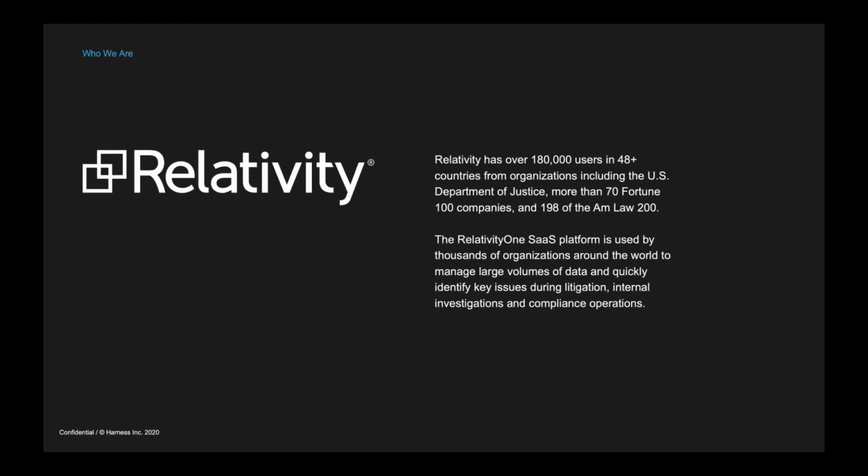Our platform is used by thousands of organizations around the world to manage large volumes of data and quickly identify issues during litigation and compliance operations with RelativityOne. Relativity has over 180,000 users in 40 countries, from organizations including the US Department of Justice, more than 70 of the Fortune 100 companies, and 198 of the Am Law 200.